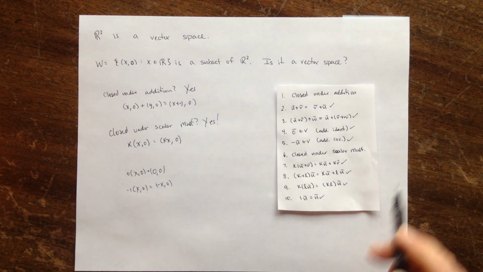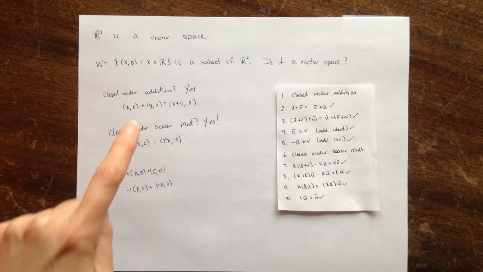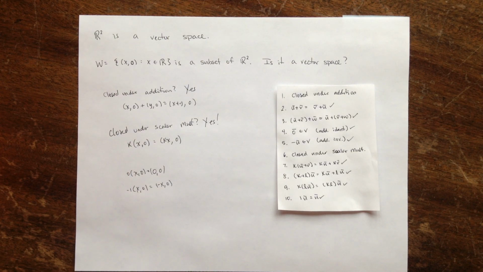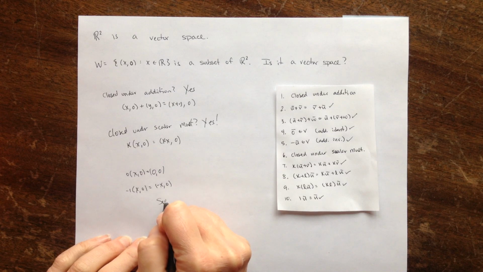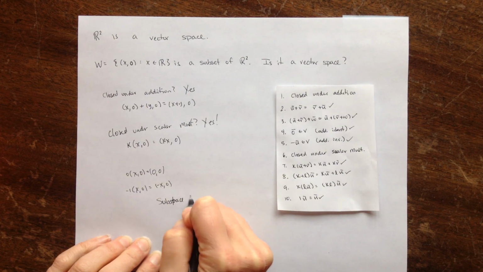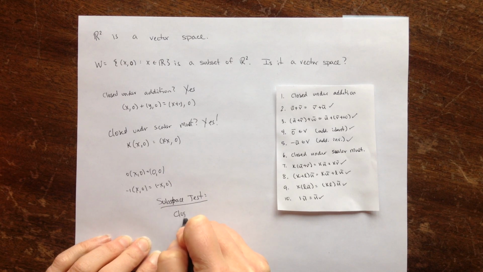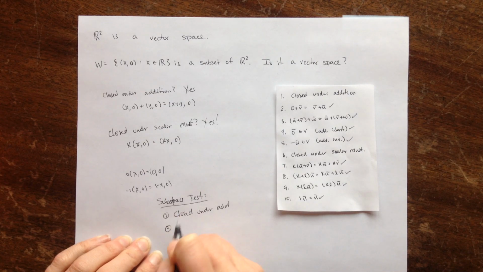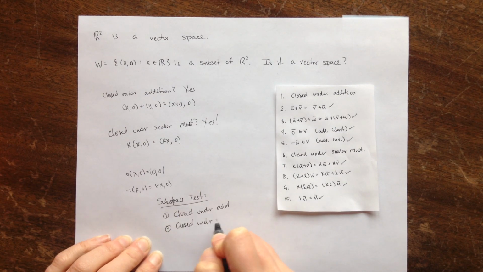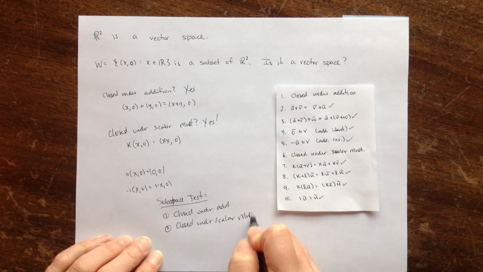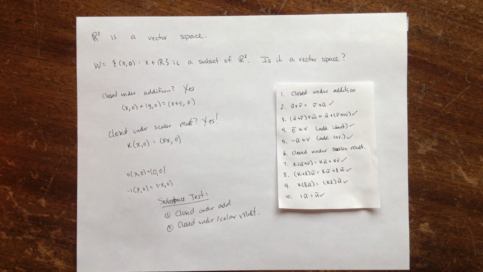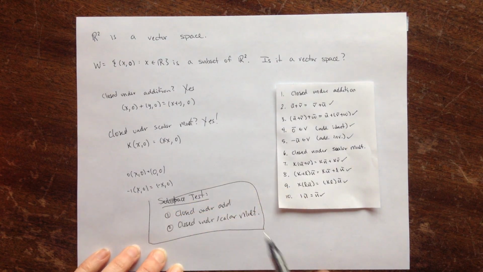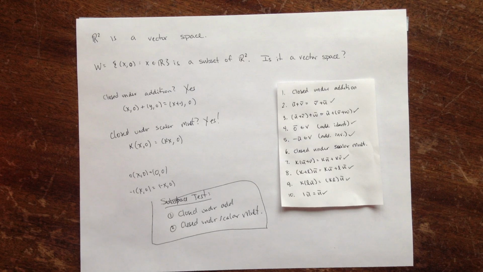So really, in order to check that a subset of a vector space is itself a vector space, you just need to check those two axioms. So we have a subspace test: closed under addition, that's the first thing you have to check, and the second thing you have to check is closed under scalar multiplication. So there we have the subspace test. Those are the only two axioms that you need to check if what you're checking to see is if something is a subspace of something that is known to be a vector space.